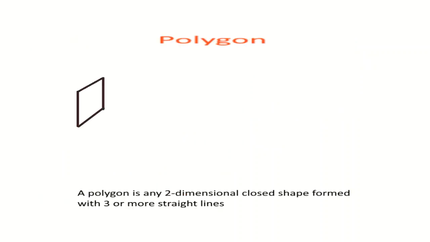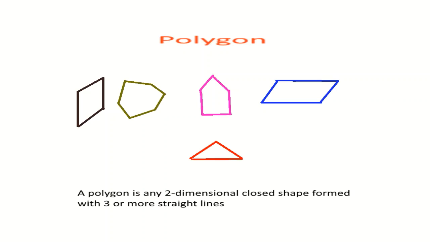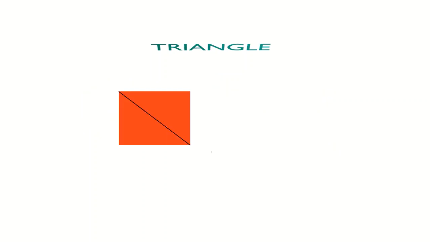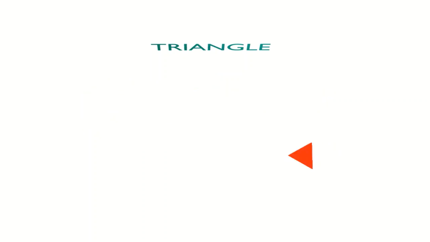A polygon is any two-dimensional closed shape formed with 3 or more straight lines. Let us discuss a triangle. A triangle is a polygon having 3 sides. A triangle is also a half of a square or rectangle. Let's know more about a triangle.